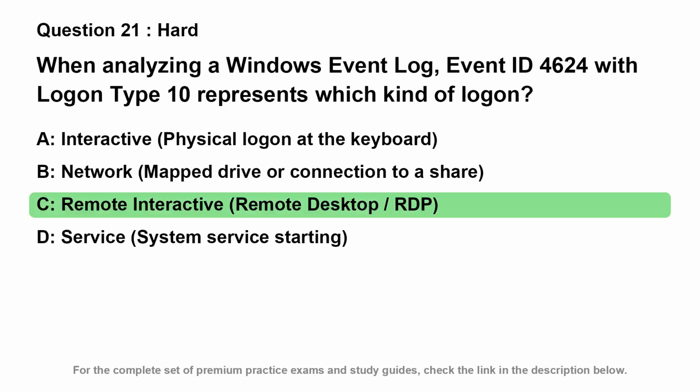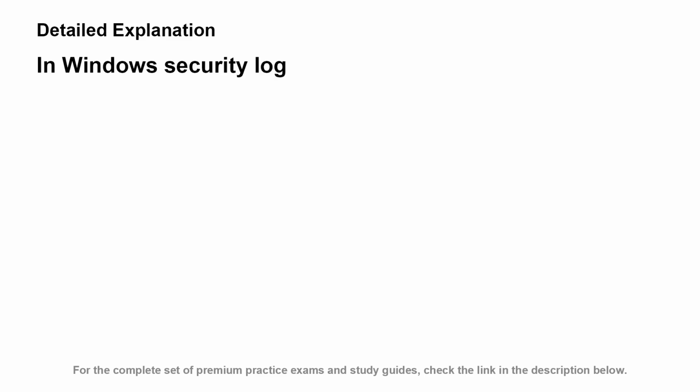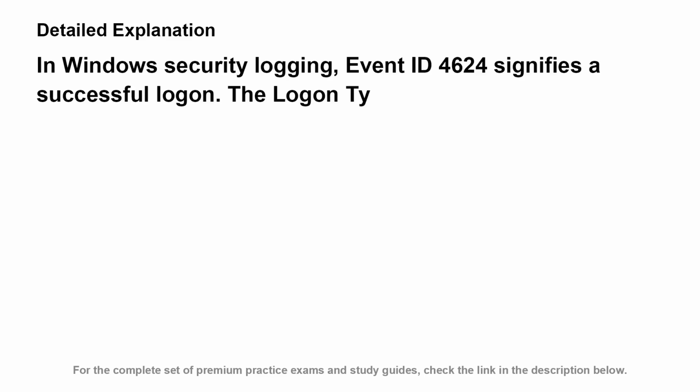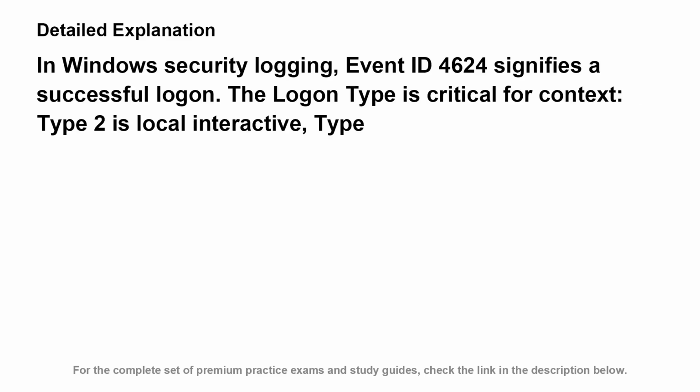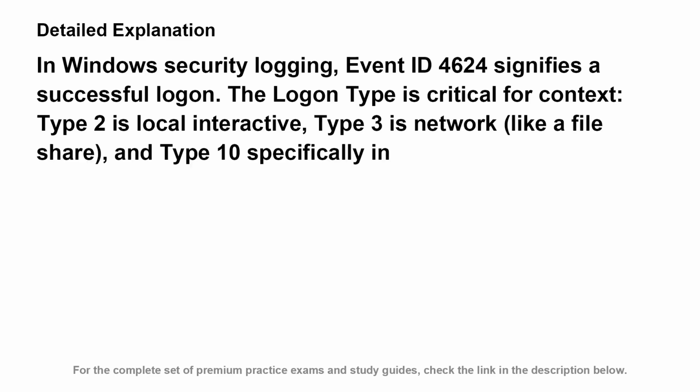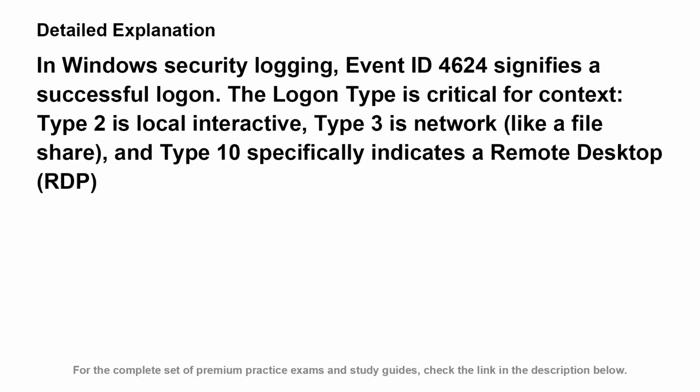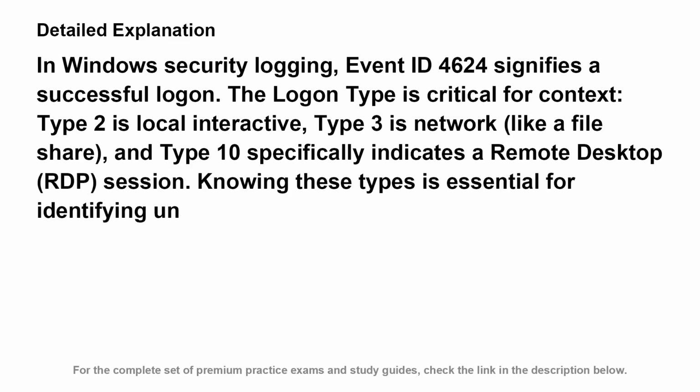The correct answer is C. In Windows security logging, event ID 4624 signifies a successful logon. The logon type is critical for context. Type 2 is local interactive, Type 3 is network, like a file share, and Type 10 specifically indicates a remote desktop, RDP, session. Knowing these types is essential for identifying unauthorized remote access.